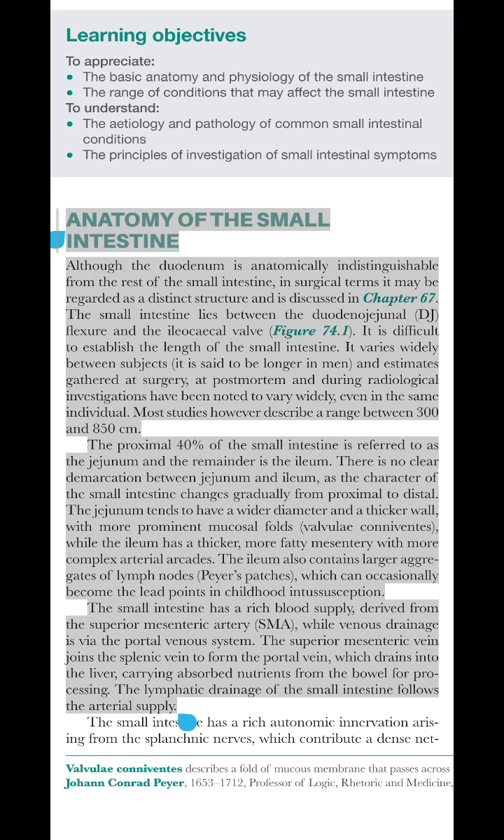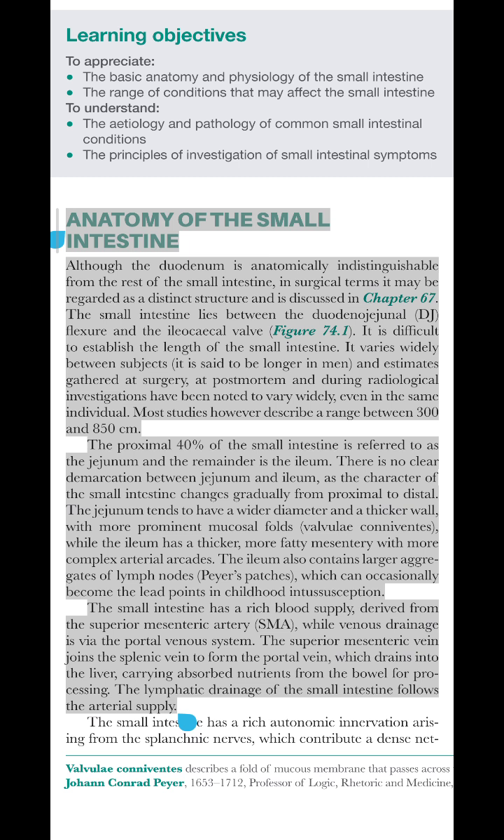Anatomy of the small intestine. Although the duodenum is anatomically indistinguishable from the rest of the small intestine, in surgical terms it may be regarded as a distinct structure and is discussed in Chapter 67. The small intestine lies between the duodenojejunal (DJ) flexure and the ileocecal valve, Figure 74.1.